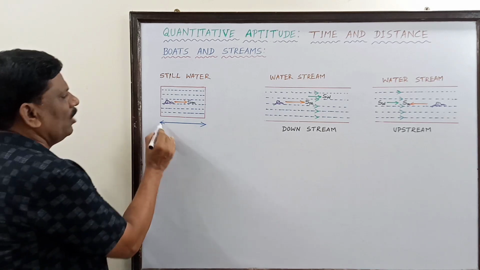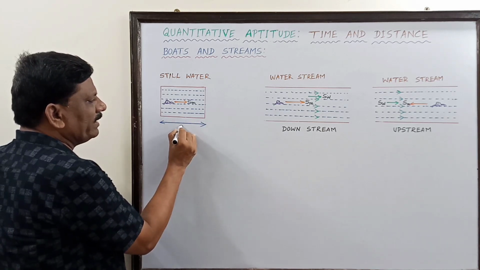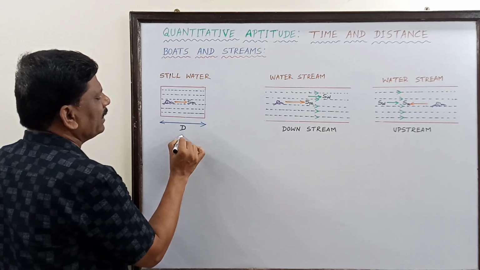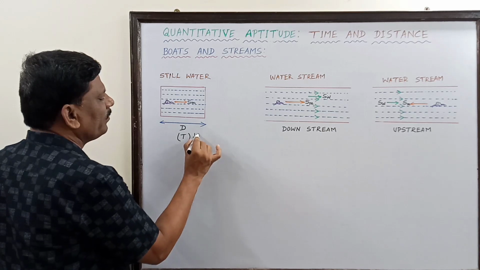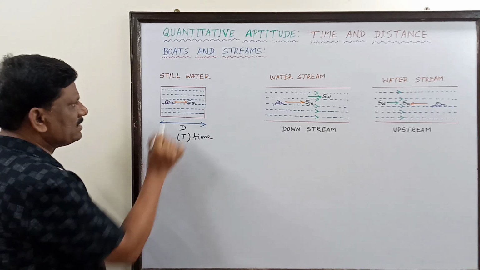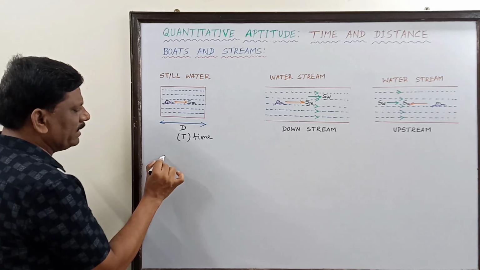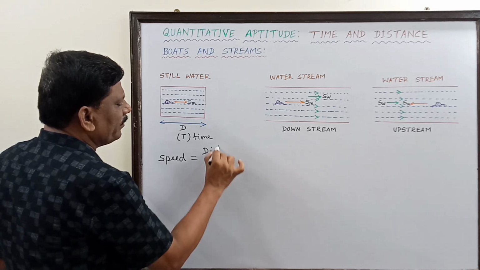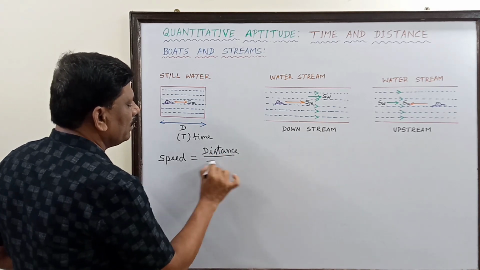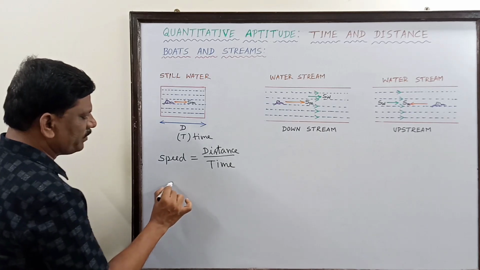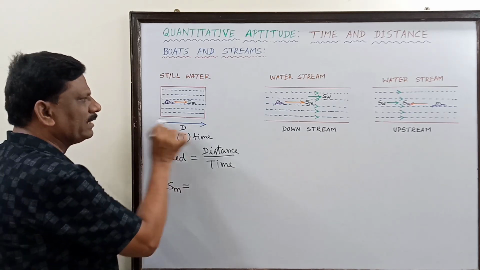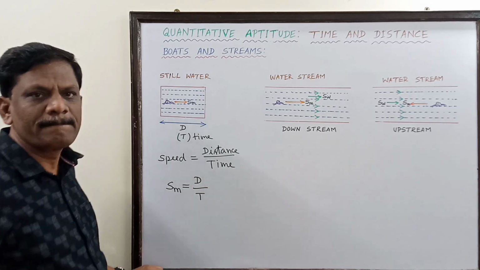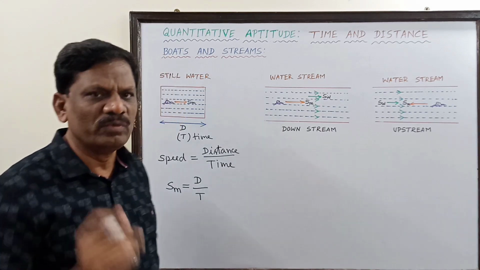So how much length or distance he is traveling is taken as d, and how much time he is going to consume is taken as t. So in still water, the speed is equal to distance by time. So the speed of the man here is equal to the length of the swimming pool, that is the distance travelled, divided by the time taken. Okay, here water is not moving.